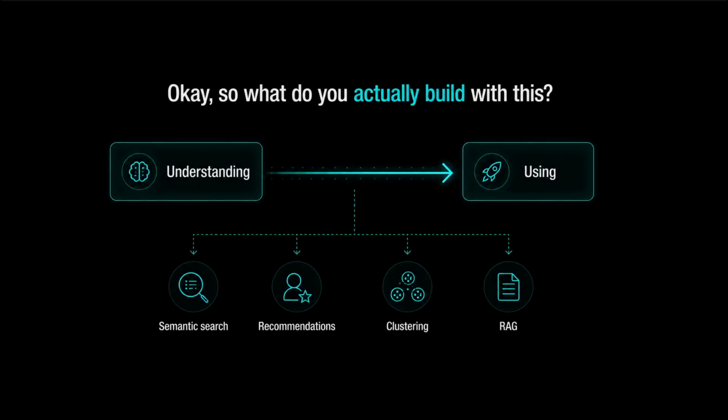Now, what do you actually do with them? This is where it gets really practical, because once you can represent any piece of text as a vector, you can unlock a bunch of really powerful capabilities. Search that understands meaning, recommendations, clustering documents, detecting duplicates, and the big one right now is RAG, that is Retrieval-Augmented Generation. So let's go through each of these.